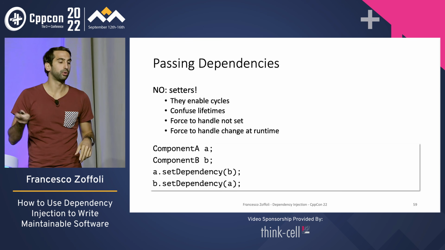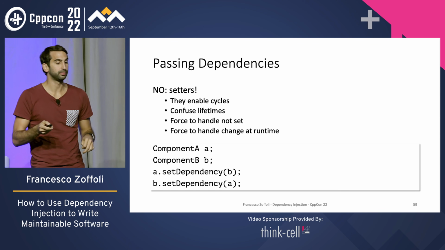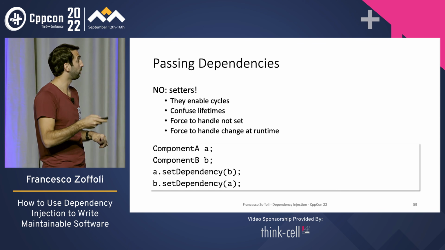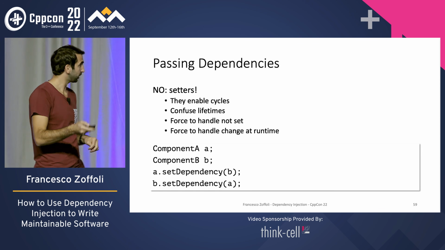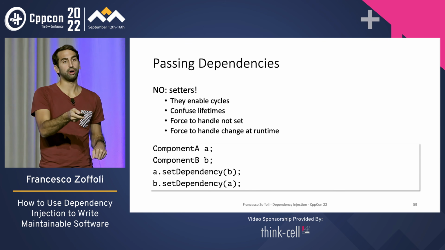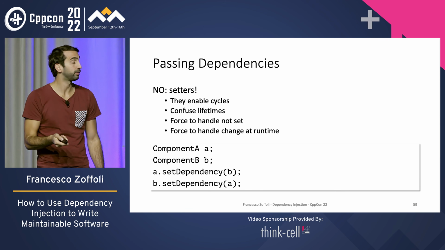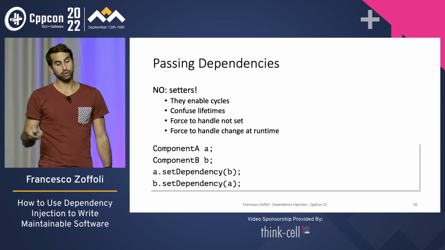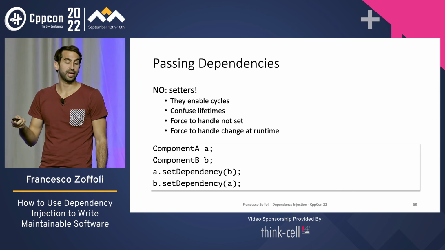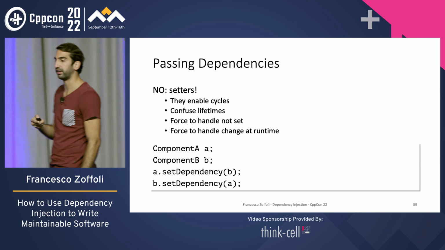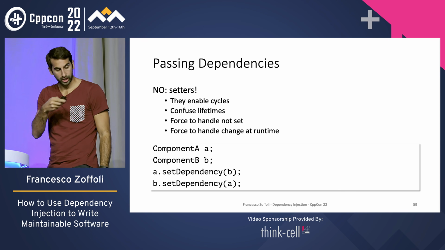So let's see an example. You have component A and component B, and you set the dependency on A to B. But imagine that now in the destructor, A accesses B. This is a dangling reference. And then you can have B that sets the dependency on A, and now you have a cycle. This is going to be very complicated to change later on.